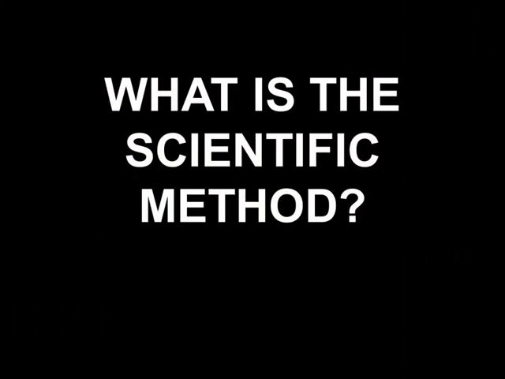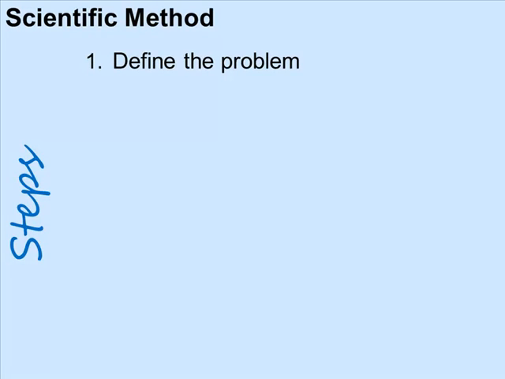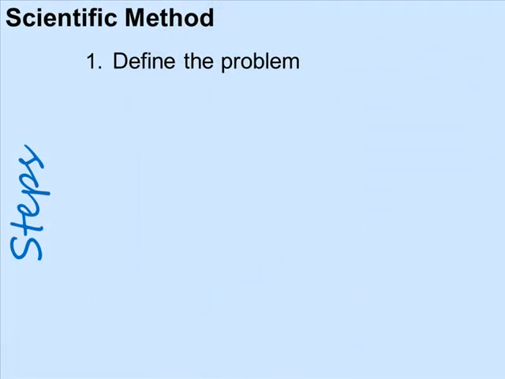Next, we're going to talk about specific steps in scientific research. Step 1. Define the problem. Clearly identify what you set out to research. Make sure that the scope of your research is realistic, not too wide and not too narrow, and explain why your research is important, interesting, and practical, especially if you need to secure external funding.